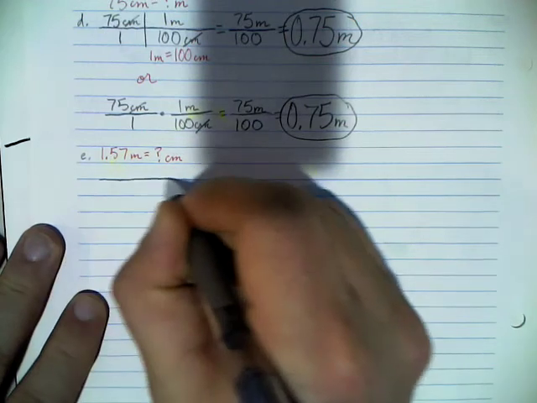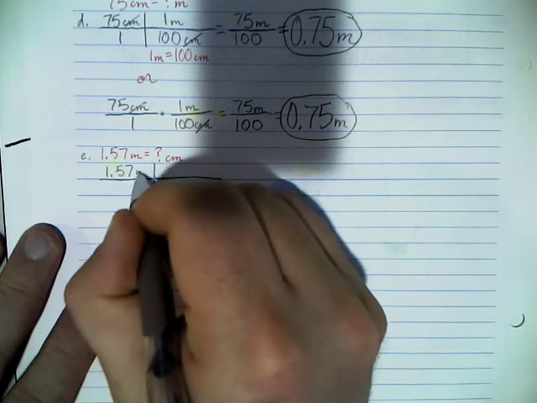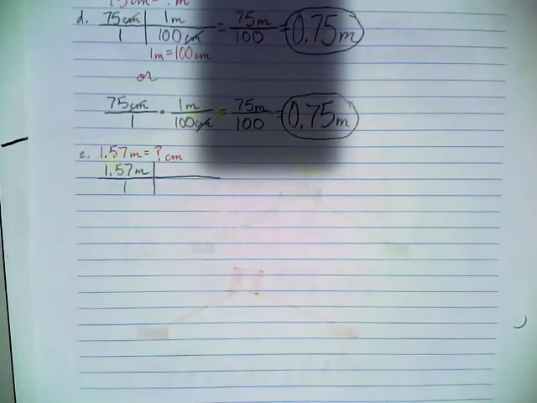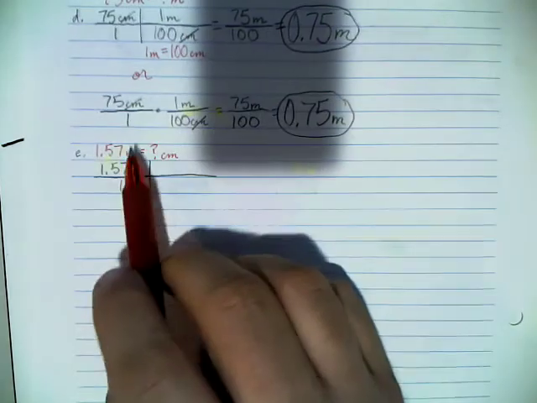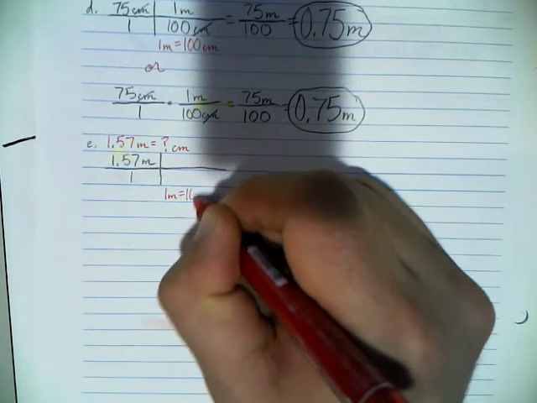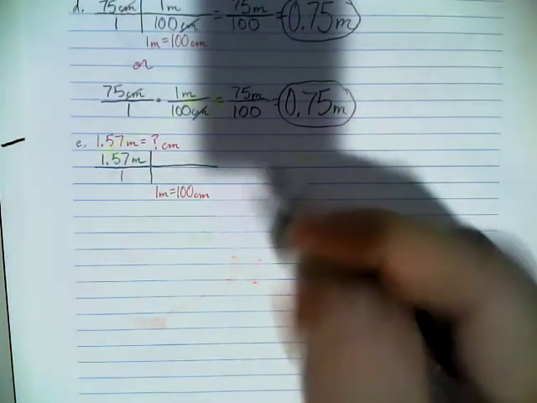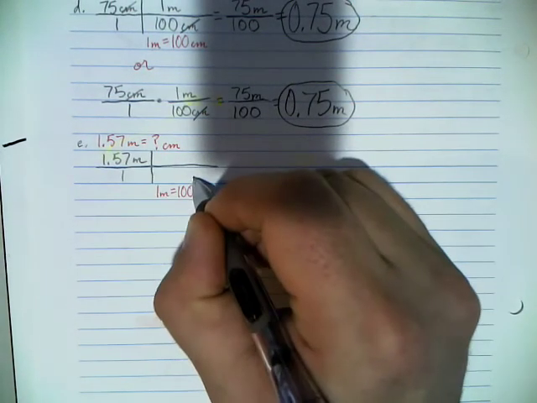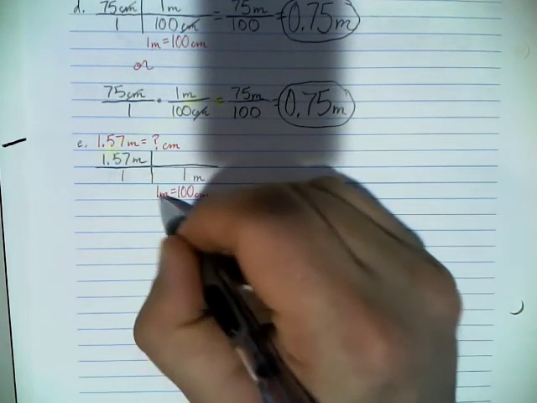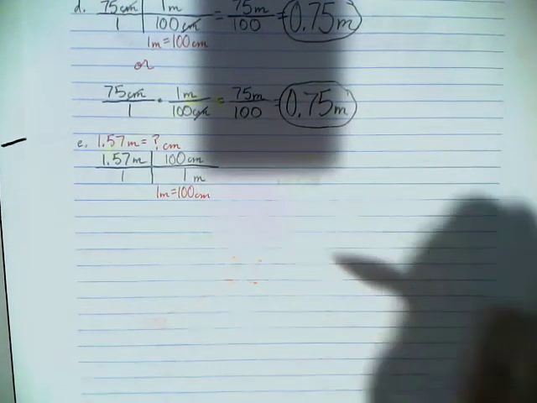So I'm just going to go with the chart. Keep things simple. So 1.57 meters is the number that we're trying to change. We're going to fill in this spot with a 1. And then we have to think, okay, well, what do we know? I have meters, I want centimeters. Well, it's the same thing we knew before. 1 meter equals 100 centimeters. But this time, because I have meters on top, in order to cancel those, I need to have meters on bottom. So my 1 meter is going to have to go on bottom, which means my 100 centimeters is going to have to go on top.